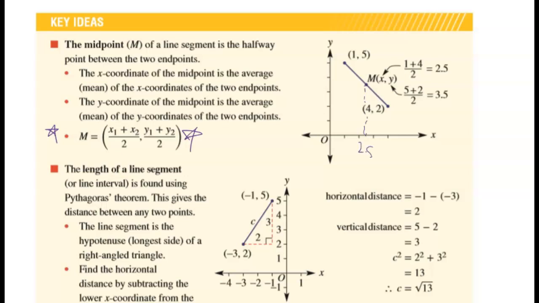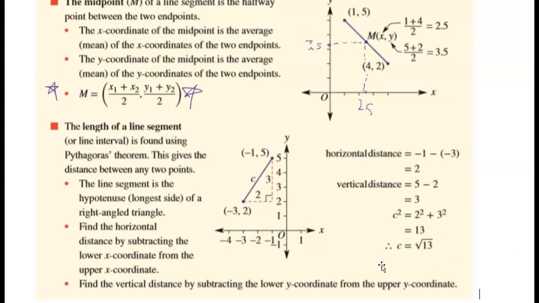And then the other coordinate comes from adding your y values together and dividing by 2. So we've got 5 plus 2 is 7, and then half of that is 3.5. So you can see that here. As long as you've got your 2 points, you can find the midpoint, the halfway point between the two points.